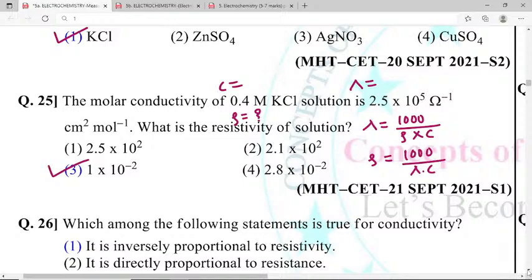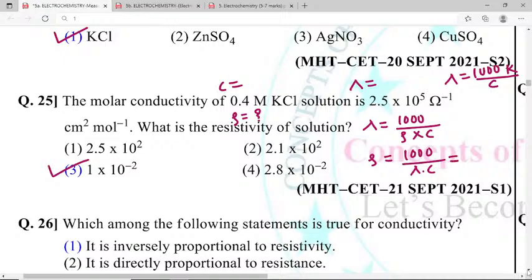Rho is the resistivity. Always remember, rho is the resistivity. So what is the formula actually? Lambda is equal to 1000 K divided by C. But 1 upon rho is equal to K. So put the value, K is equal to 1 upon rho. Okay, we'll get the answer.